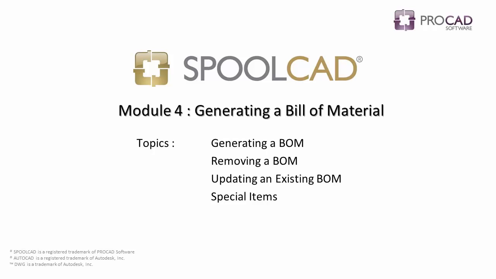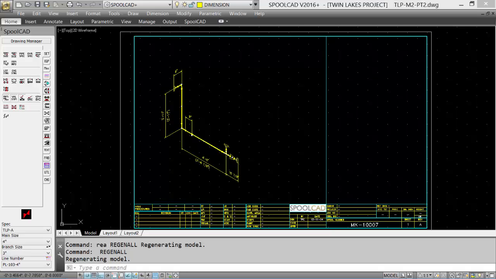Module 4, Generating a Bill of Material, covers the following topics: generating a bill of material, removing a bill of material, updating an existing bill of material, and special items. Once we have completed dimensioning the drawing, it is now time to create the bill of material.